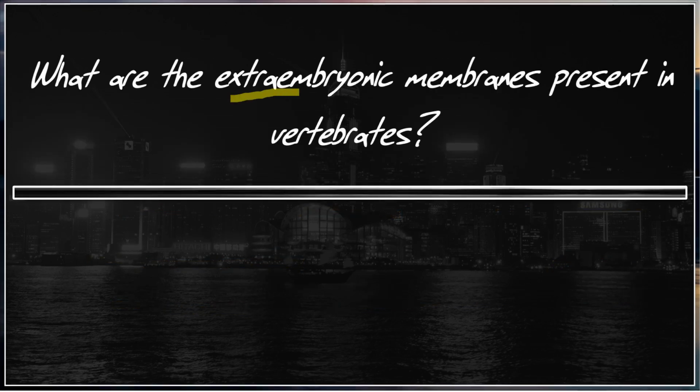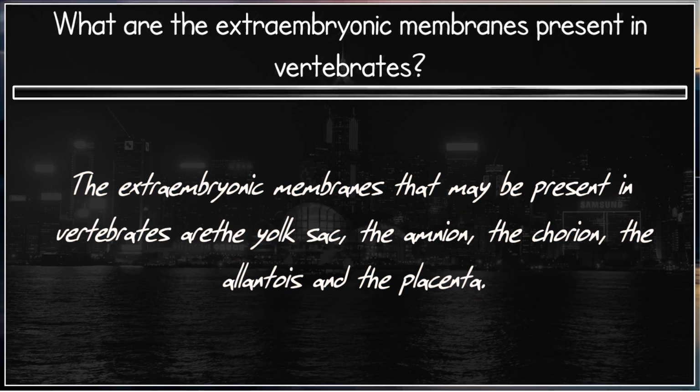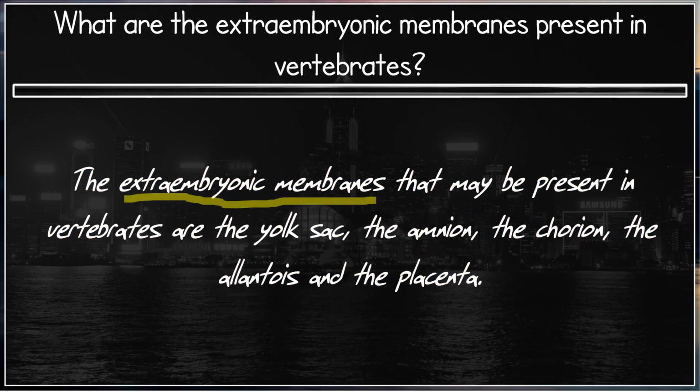What are the extraembryonic membranes present in vertebrates? The extraembryonic membranes that are present in vertebrates are the yolk sac, the amnion, the chorion, the allantois, and the placenta.